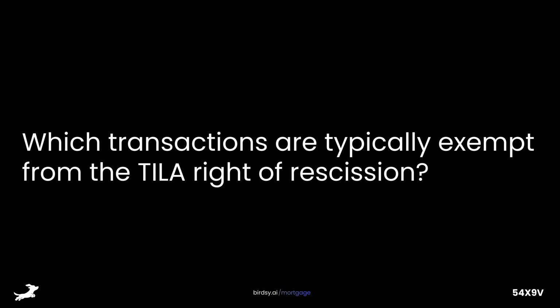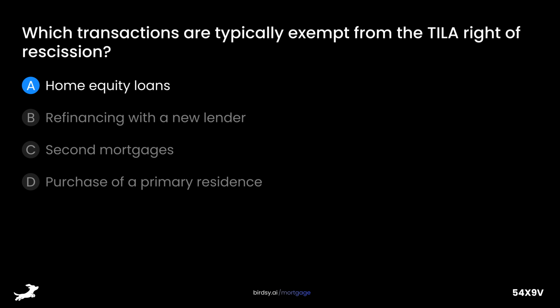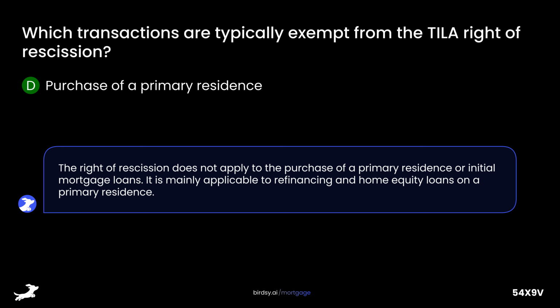Which transactions are typically exempt from the TILA right of rescission? Is it A, home equity loans, B, refinancing with a new lender, C, second mortgages, or D, purchase of a primary residence? The answer is D, purchase of a primary residence. The right of rescission does not apply to the purchase of a primary residence or initial mortgage loans. It is mainly applicable to refinancing and home equity loans on a primary residence.